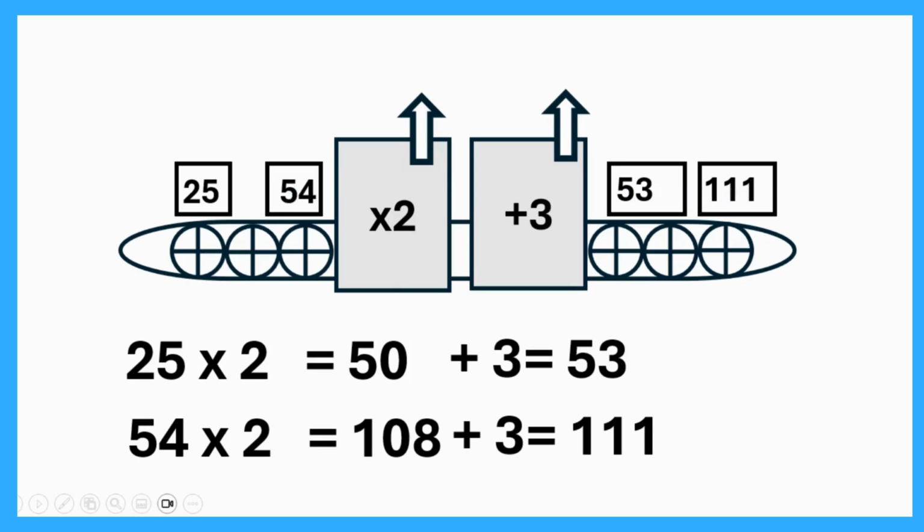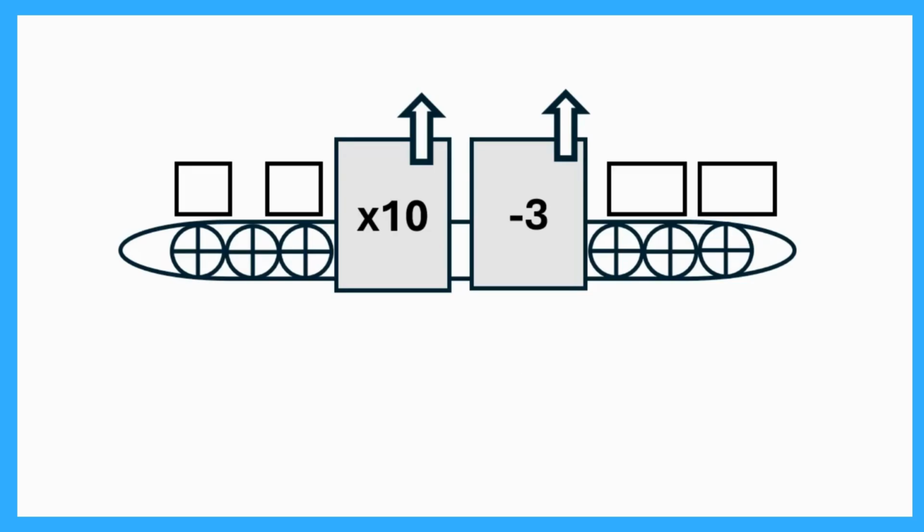So let's quickly consider some other examples. Look at these two machines that we have here. You can see that the operations these machines perform are different. This first machine is going to multiply whatever number is put into it by 10, and the second machine is going to subtract 3 from whatever number is input into it.